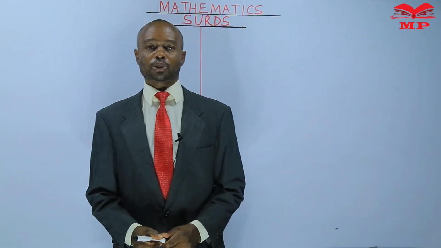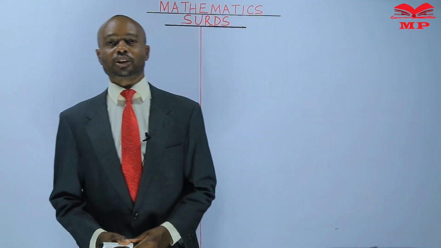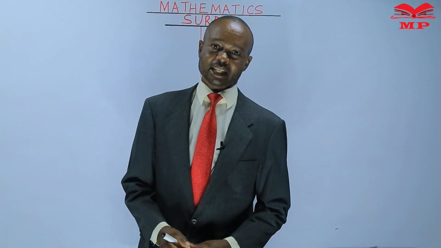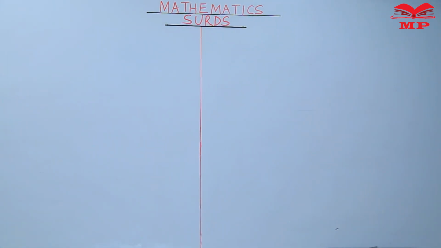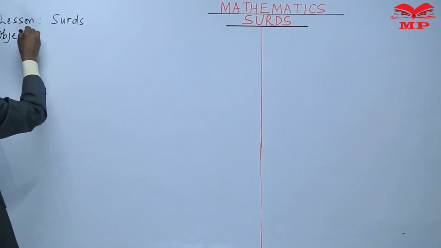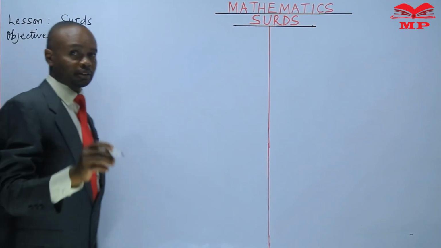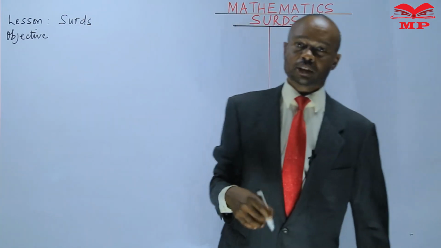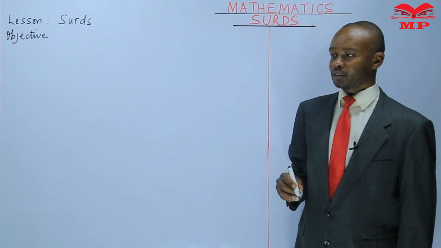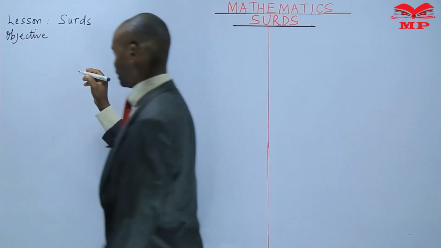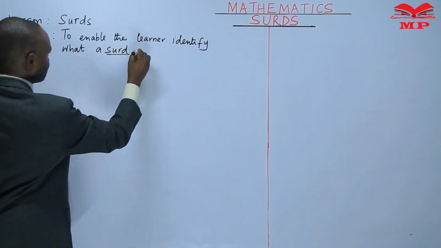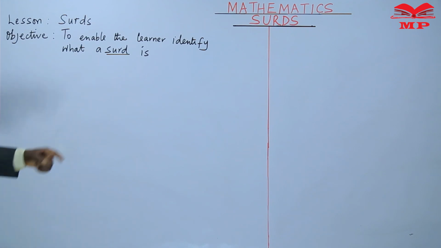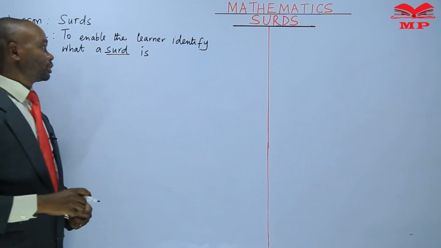The topic is Surds. So today we are actually going to look at what a surd is. The lesson is Surds. The main objective of the lesson is to enable the learner to identify what a surd is.